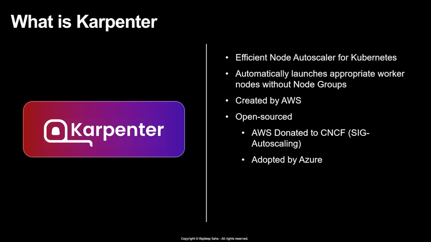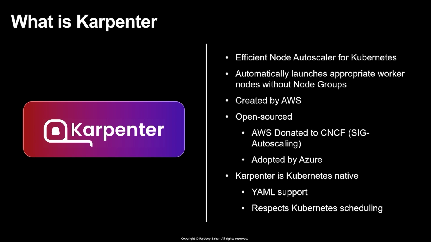So it is important to note that anyone can open source a project, but getting accepted by CNCF is prestigious. There are thousands of open source projects, but only a limited number of CNCF accepted projects. Karpenter is also adopted by Azure. Karpenter is Kubernetes native. Karpenter supports YAML and it respects Kubernetes scheduling. Now, I'm just gently introducing the concept, so I'm pretty sure this Karpenter Kubernetes native part is not clear, and I promise that as we go through this course, all of this will become crystal clear.